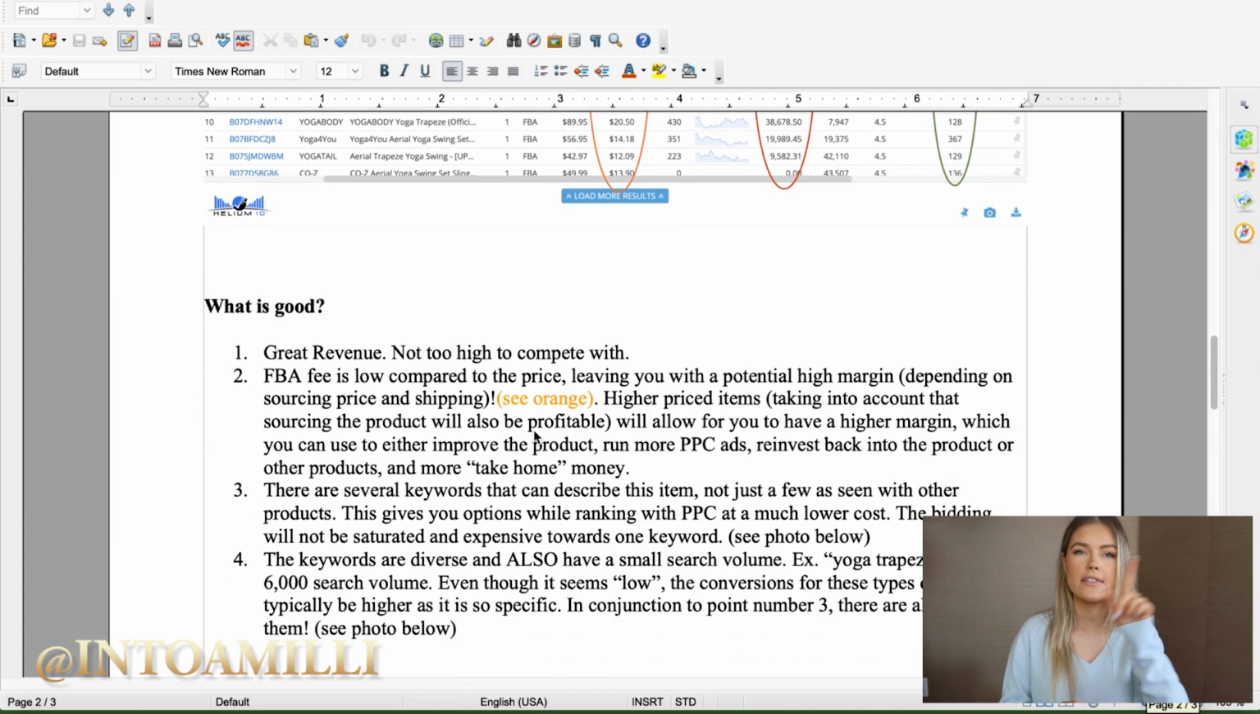Let me go through this, and then we'll talk about what's bad. Okay, so we talked about the great revenue. We talked about the low FBA fee compared to the high price. This is what I want to talk about. I want to talk about the keyword aspect.